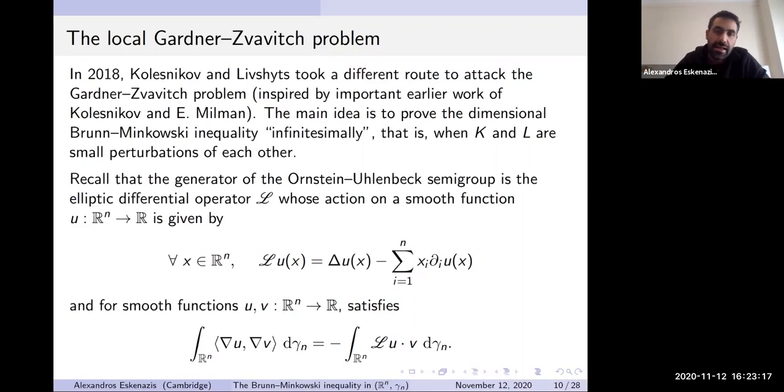Okay, and this really serves the role of the Laplacian in R^n equipped with the Gaussian measure, in the sense that it satisfies an integration by parts formula. So the integral of Lu times v with respect to the Gaussian measure on R^n is minus the integral of nabla u dot product nabla v with respect to the Gaussian measure on R^n. So it satisfies the integration by parts formula, which in the case of the Lebesgue measure you would have for the Laplacian.